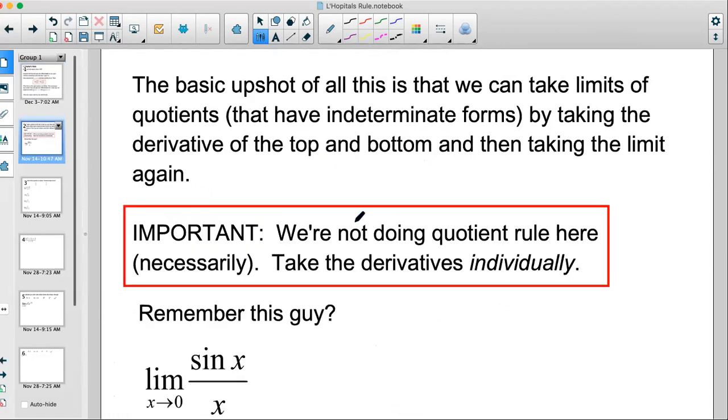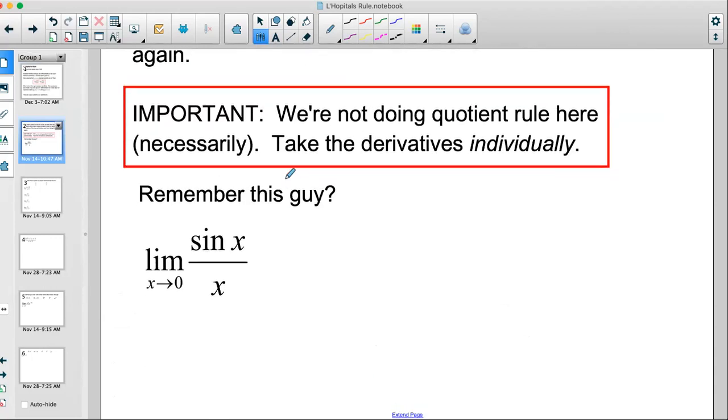A couple of things to remember. Basically, we can take the limits of these things by taking the derivative of the top and the bottom and then doing the limit again. That's what L'Hopital's rule is. And the important thing to remember is this: it looks like we're going to use the quotient rule, but we're not necessarily. We might, but in general, we're not. In general, we're taking the derivative of the top and the derivative of the bottom and leaving them on the top and the bottom.